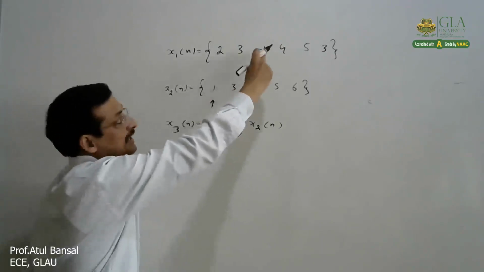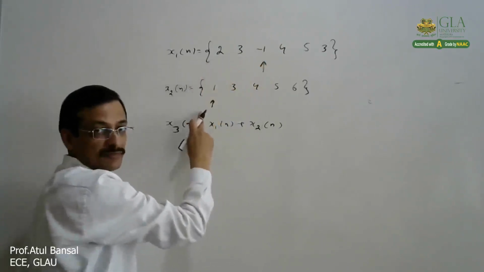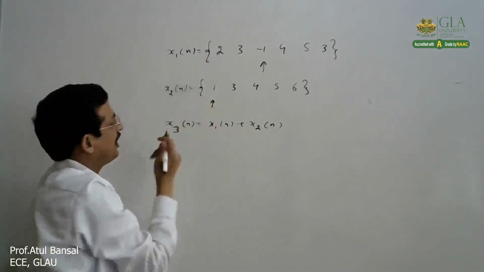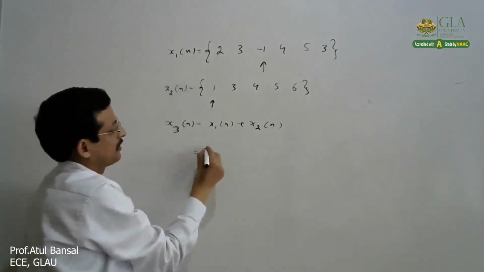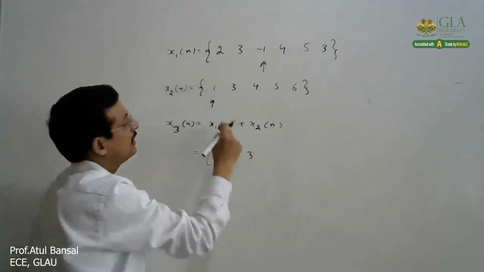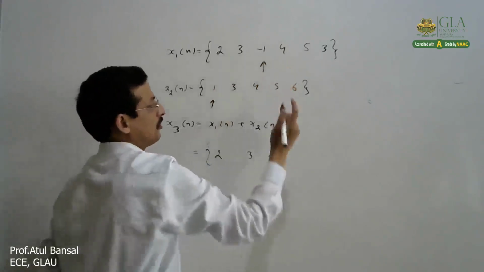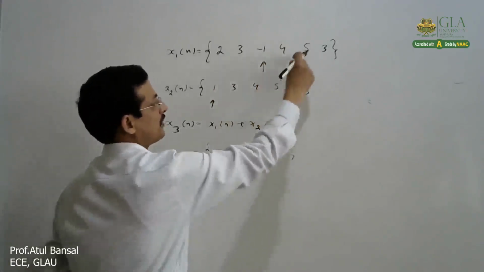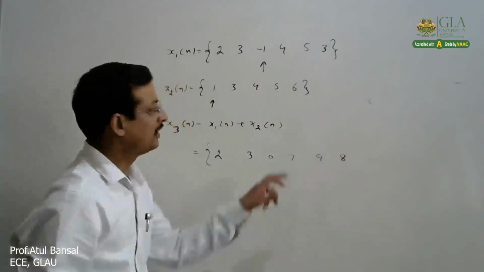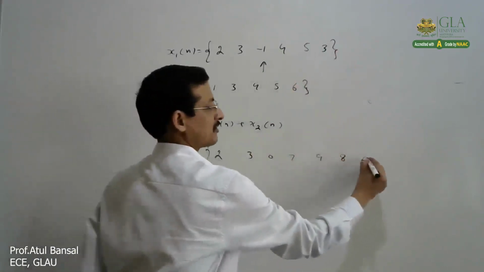And this n equal to 0 is at this place. This is for -1, -2. Here it is not defined at -1, -2. It means here its value from -1 to -2 is 0. So when you add up, it will become 2 plus 0, 2, 3 plus 0, 3, then -1 plus 1, 0, 3 plus 4, 7, 4 plus 5, 9, 5 plus 3, 8, and 6 plus 0. Here it is not there, so 6.